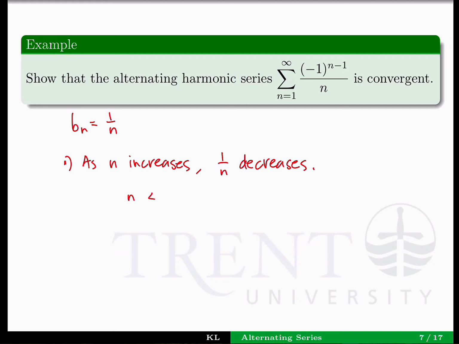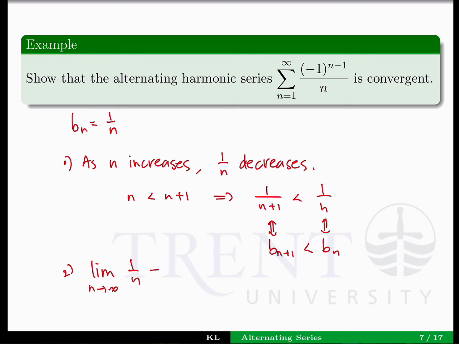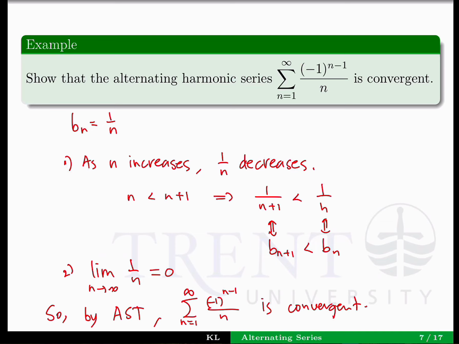What we know is that n is less than n plus 1. So if you get the reciprocals, you will have 1 over n plus 1 less than 1 over n. And this is precisely your bn plus 1 less than bn. So decreasing. Number 2, obviously, you got the limit of 1 over n as n approaches infinity. This is equal to 0. So, by the alternating series test, the series negative 1 to the n minus 1 over n, from 1 to plus infinity, is convergent.